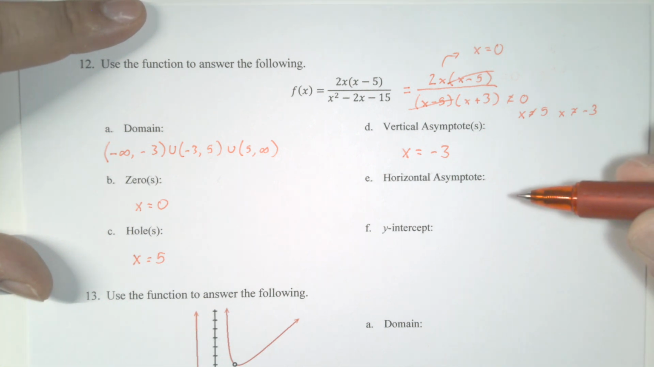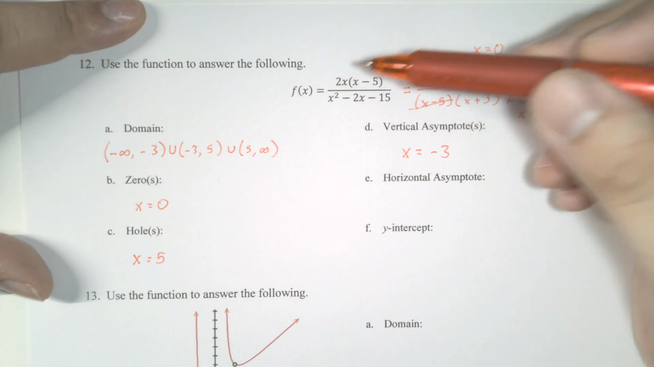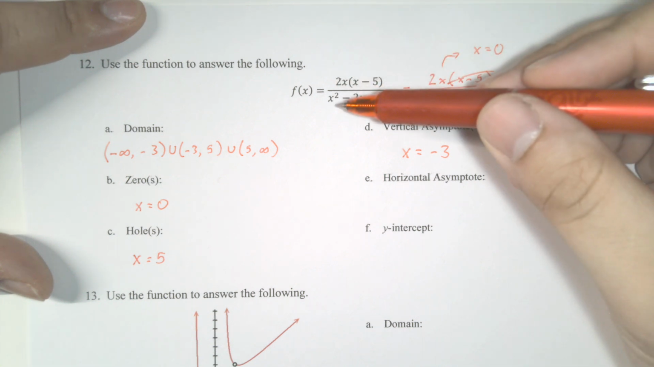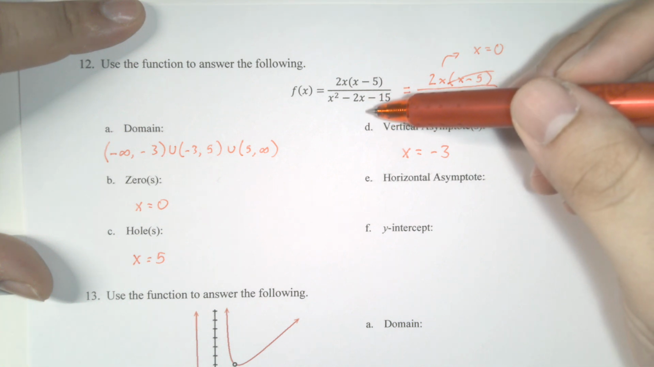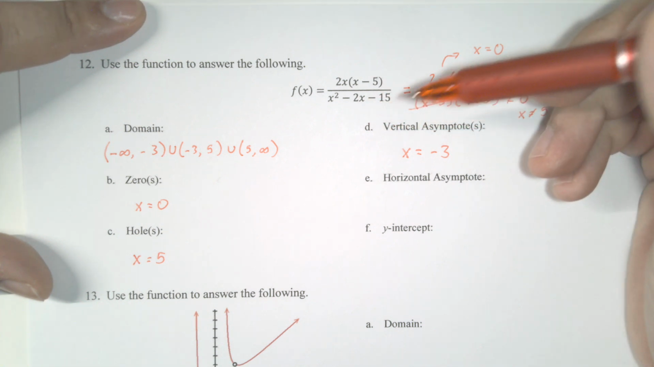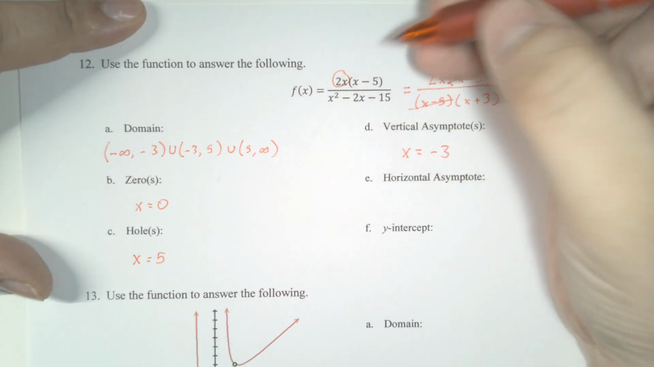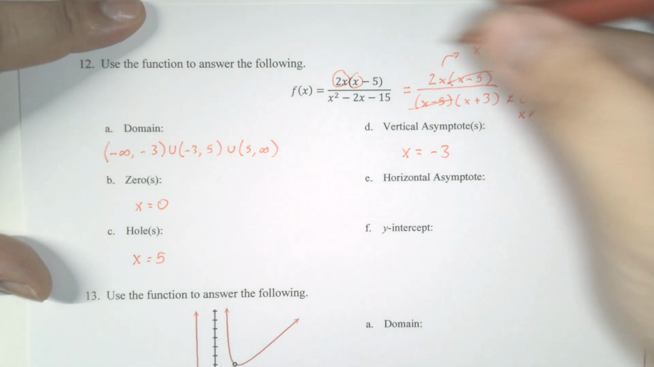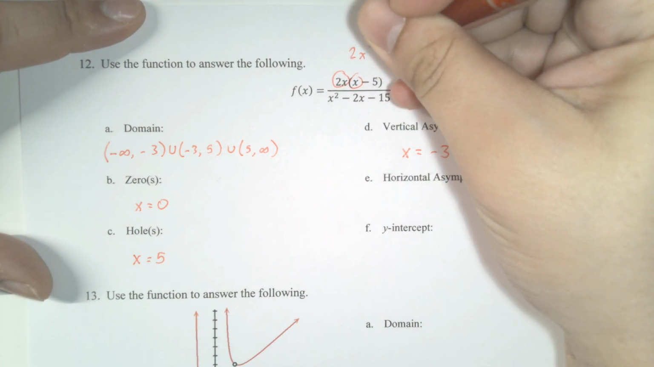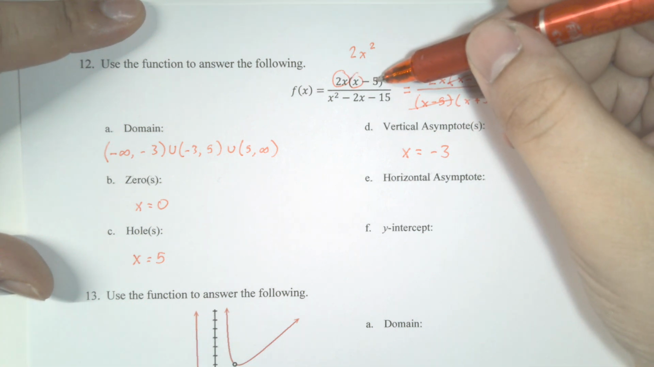Now, what about the horizontal asymptote? Well, two ways you can do this. You can multiply the numerator back together because the denominator is already multiplied together in the initial problem. Or you can recognize that I have 2x times x here, and that's going to give me a 2x squared. And I don't even care about the other stuff.